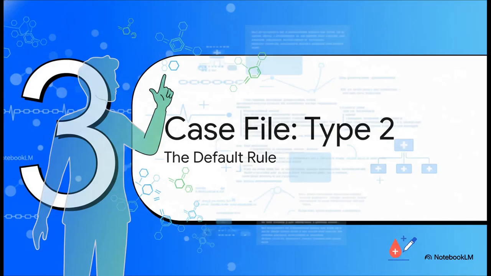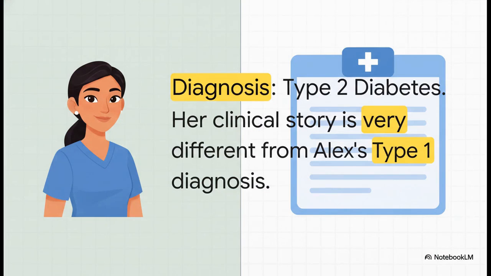All right, let's move on to the scenario you're going to see probably 90% of the time, type 2 diabetes. This brings us to our second case file, and honestly, the single most important coding rule you need to know, the default rule. Now let's meet Maria.